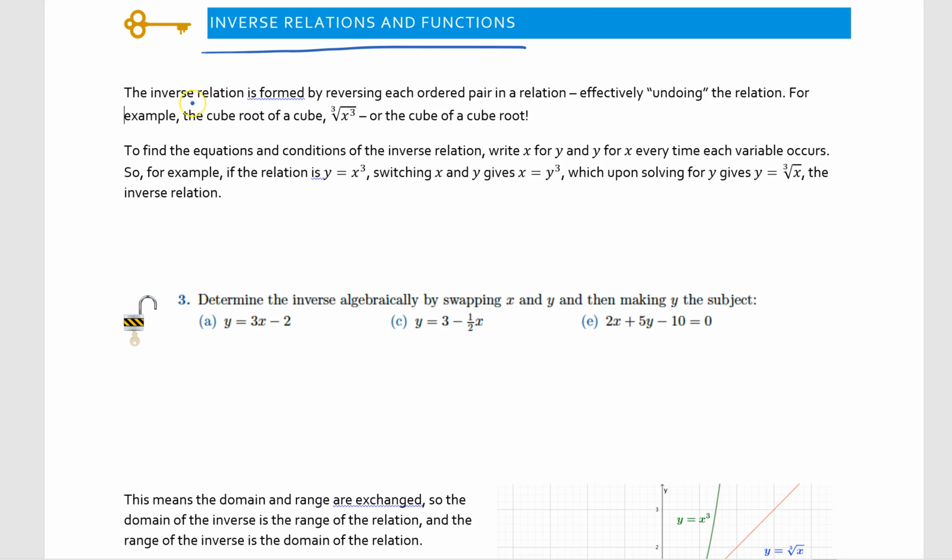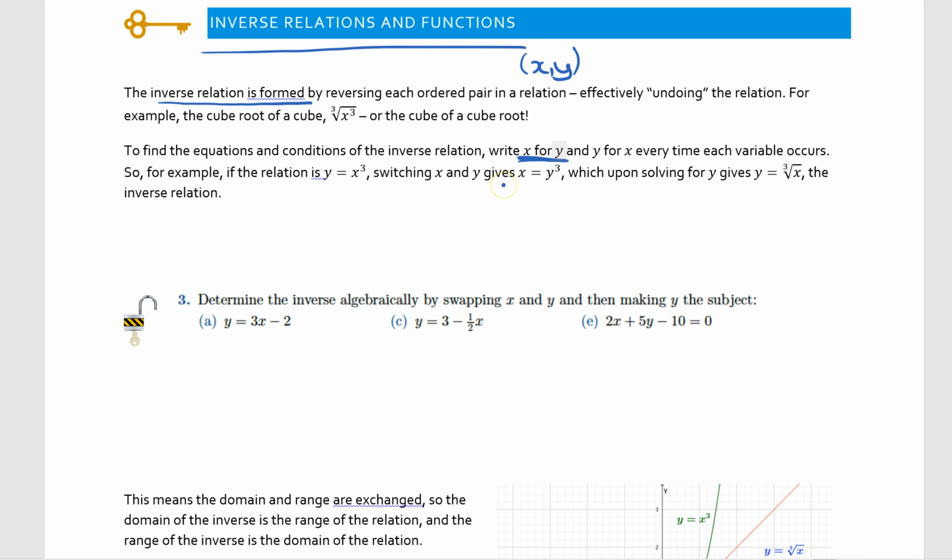So an inverse function, or probably more correctly for the moment if we call it an inverse relation, is formed when you reverse each ordered pair in a relation. In other words, the x and the y values in a relation. So you effectively undo it. So if we had the cube root of a cube, for example, or the cube of a cube root, we're undoing those things.